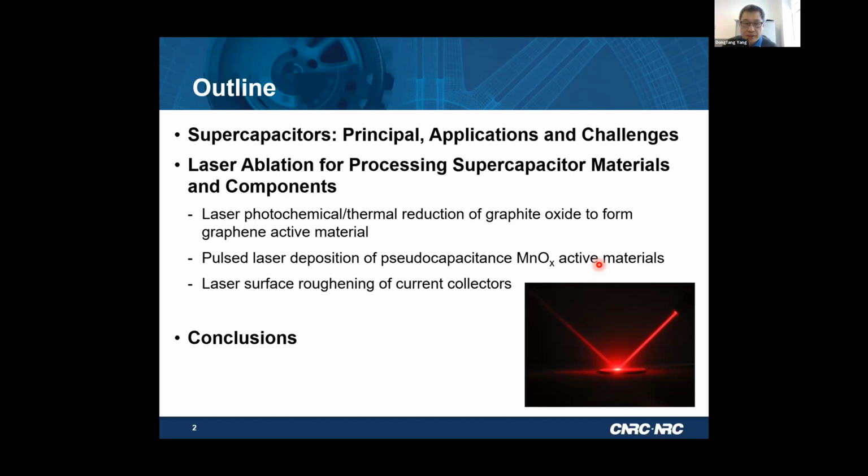Then the last example I want to give is how we can use laser to process a current collector for supercapacitor. The current collector is used for collecting the charge from the active material in the supercapacitor. And the interface between the active material and current collector is very, very important. The objective is to reduce the interfacial resistance between the current collector and active material, so the supercapacitor device can deliver charge in a much quicker way. In other terms, it has higher power density. And I will give my conclusion.